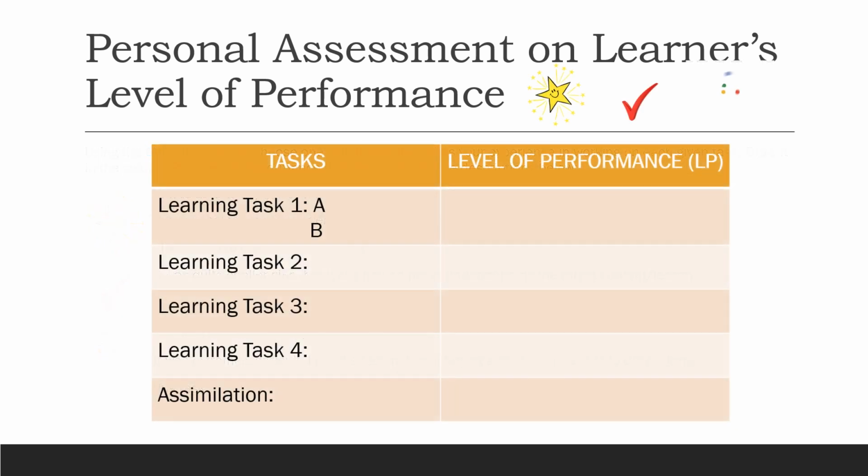So, you're going to copy this table. Ito po yon, learning task 1. Actually, sa LeaP, iba ang nakalagay. Medyo nakakalito. So, itinama ko lang siya. Learning task 1, A and B. Ano ang level of performance mo doon? Is that star, check, or question mark? Same with 2, 3, 4, and assimilation. Okay guys, mamarkahan ko din po ito. Okay?